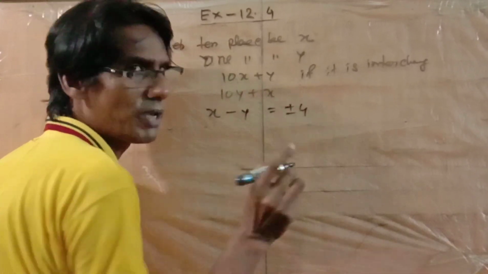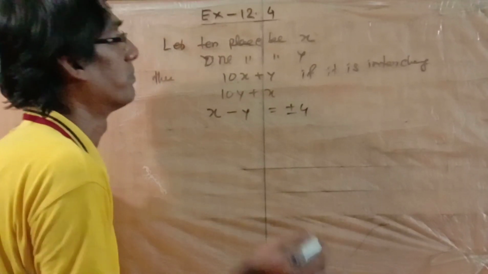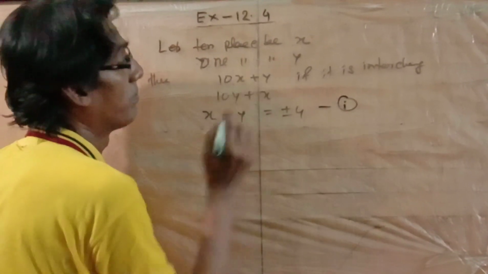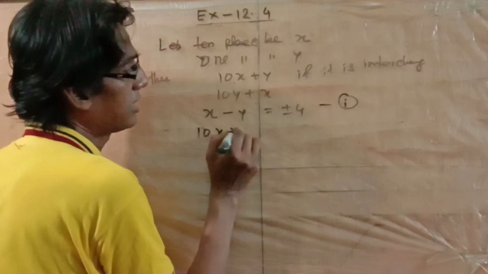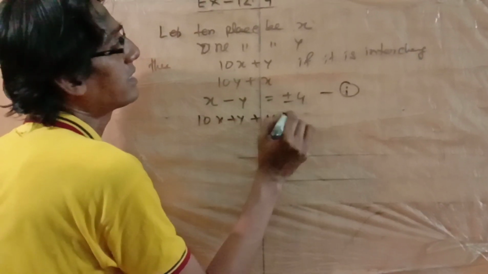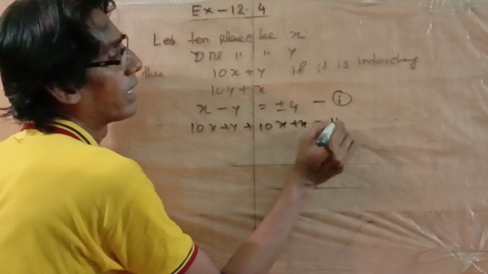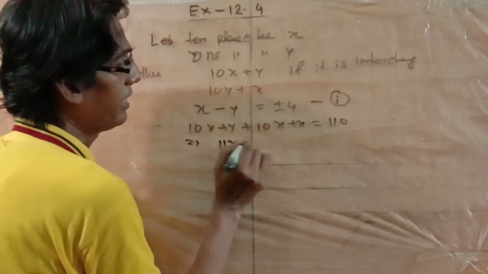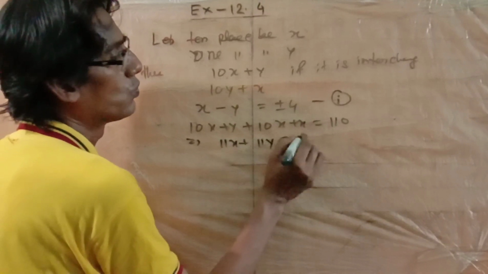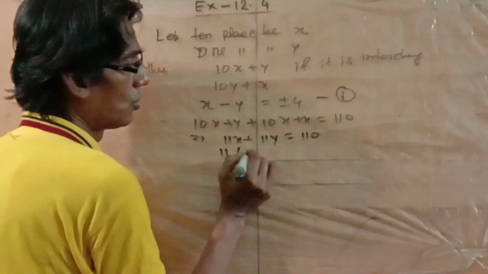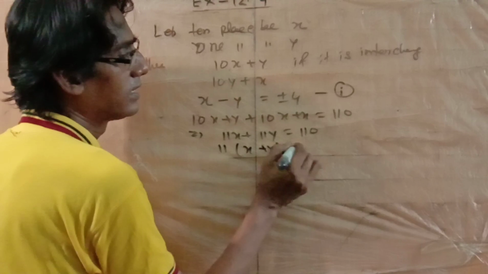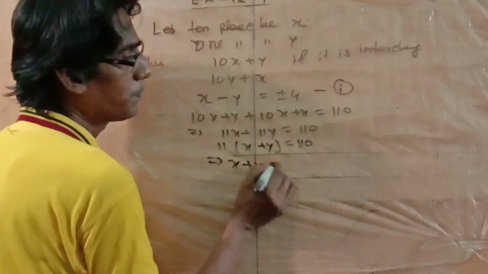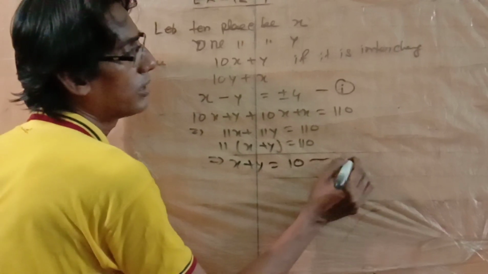The first condition, the difference of the digits, means x minus y equals plus or minus 4, maybe positive or negative. This is equation 1. And the second condition, the sum of these two numbers, means 10x plus y plus 10y plus x equals 110, or 11x plus 11y equals 110, or x plus y is equal to 10. This is equation number 2.